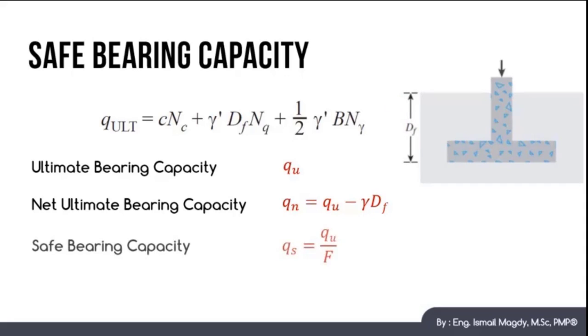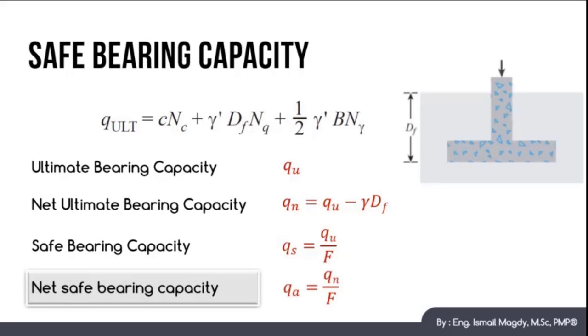Third is safe bearing capacity, which equals the ultimate bearing capacity divided by the factor of safety, which is normally taken as 3. And fourth, and the most important expression, is the net safe bearing capacity, and it equals the net ultimate bearing capacity divided by the factor of safety, and this is the value which we use in the foundation design. So now, let's have an example on this.